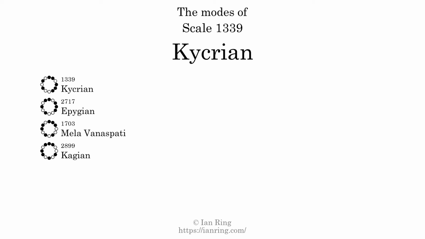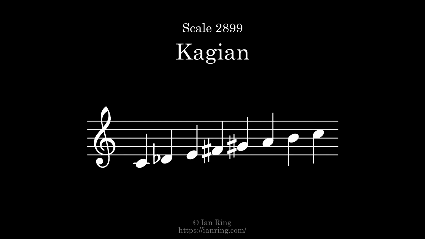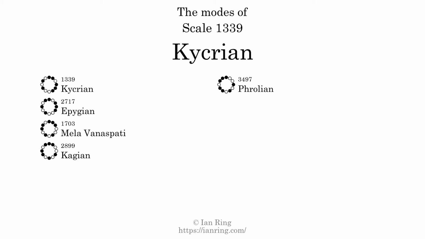The fourth mode is scale 2899, also known as Kycrian. It sounds like this. The fifth mode is scale 3497, also known as Freulian. It sounds like this.